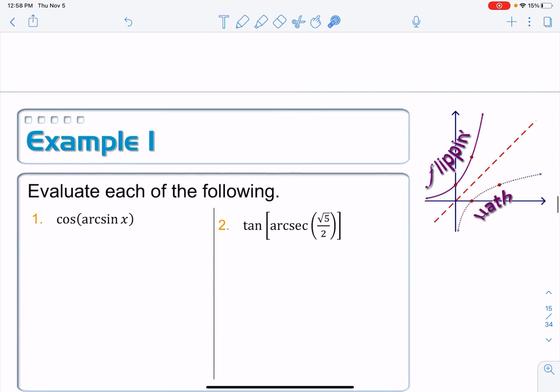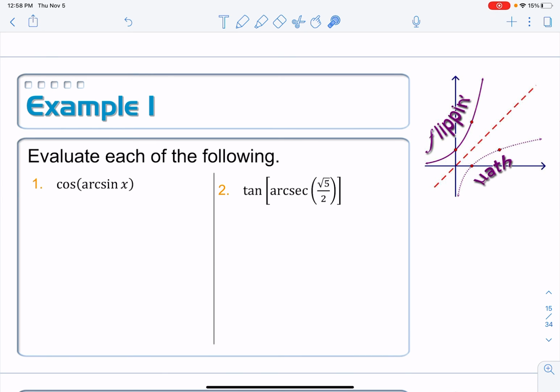Okay, now it's your turn. I've got 2 of them for you. So take yourself a screenshot or something, or pause the video. Right here at the end, I want you to evaluate each of the following. First one is the cosine of the arc sine of x. Let's see what you get. And then on the second one here, a numerical one, what is the tangent of the arc secant of the square root of 5 over 2?